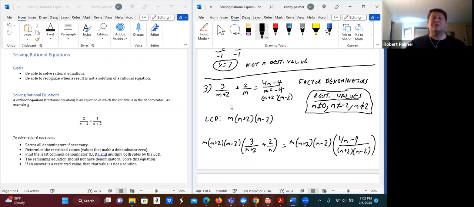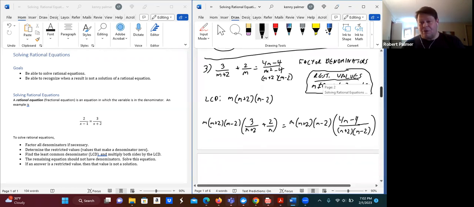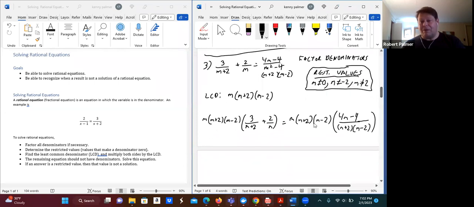So we found our LCD the same way we did before. And once everything's in its factored form, it has to have at least all our different factors there. Our different factors are m, m plus 2, and m minus 2. It has to have all those there. Take that and multiply it by everything. Now, once again, our goal is to get something with no denominators. As we'll see, that will happen. Okay. So let's take a look.